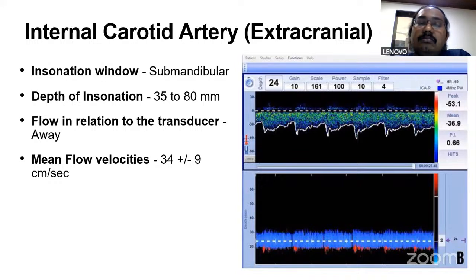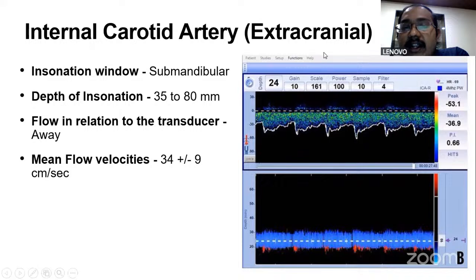So whenever we are suspecting vasospasm and the velocities in the middle cerebral artery are very high, that is when we would like to do a submandibular window and insonate the extracranial internal carotid artery. We usually get it at 35 to 80 mm depth, the flow is below the baseline of the spectral waveform, and the velocity is 34 plus or minus 9 centimeters per second.